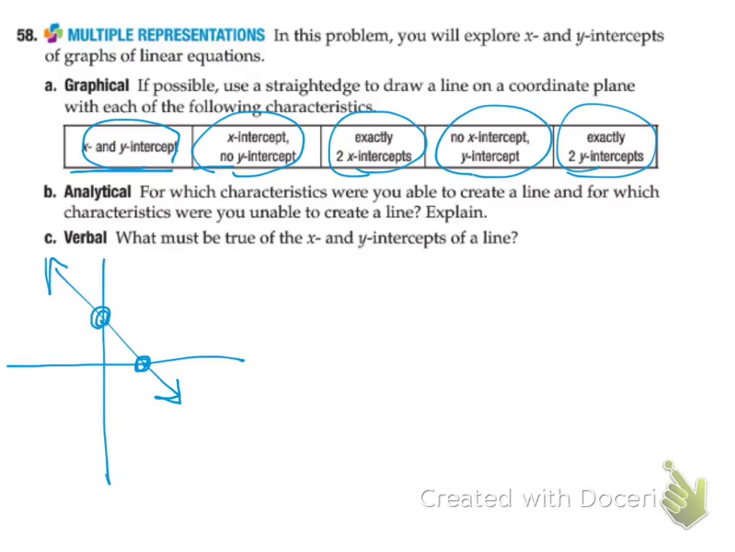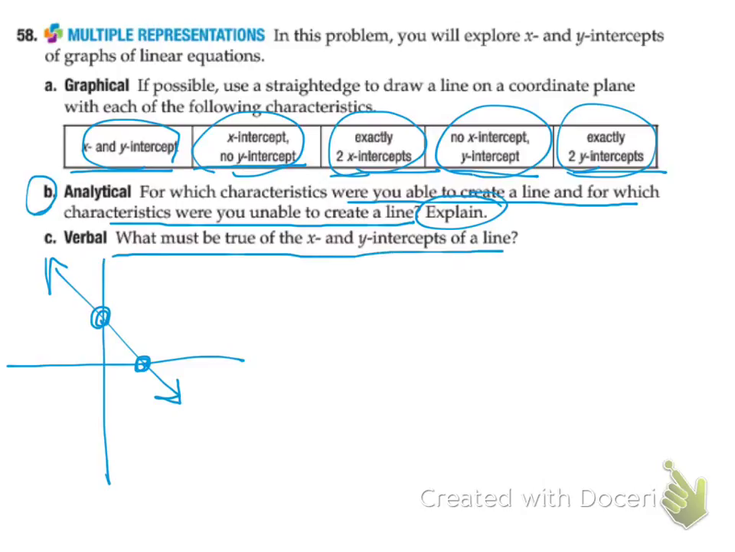I'm going to challenge you to draw something with an x-intercept but no y-intercept. Something with exactly 2 x-intercepts, something with no x-intercept and a y-intercept, and something with exactly 2 y-intercepts. Then in part B, you're going to talk about which ones you were actually able to do and which ones you were not able to do, and explain why. And then write a statement. What must be true of x and y intercepts of a line?